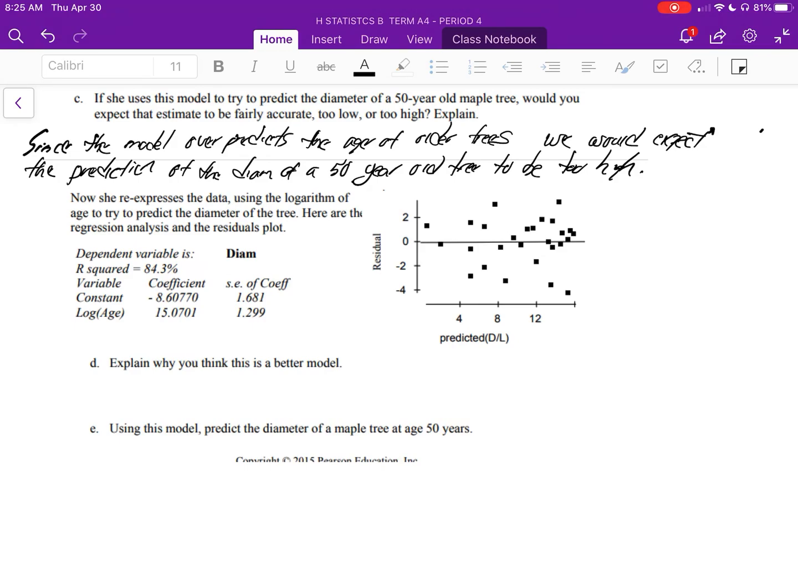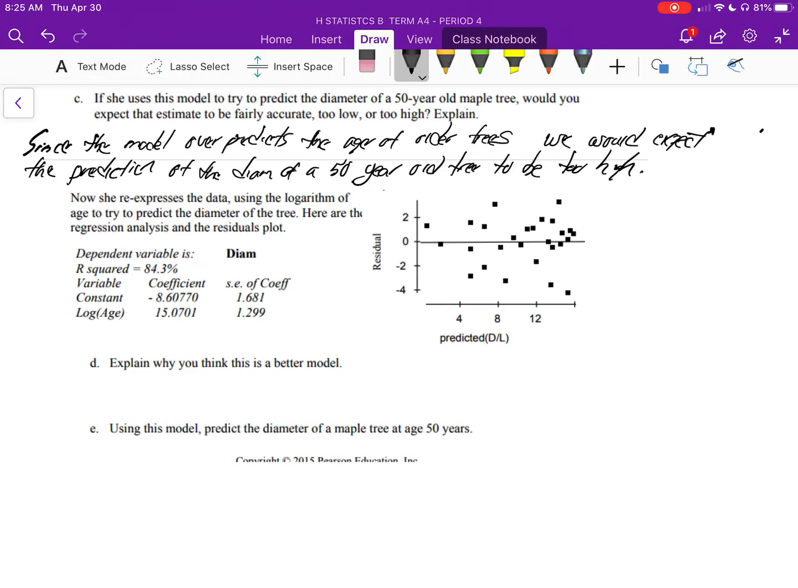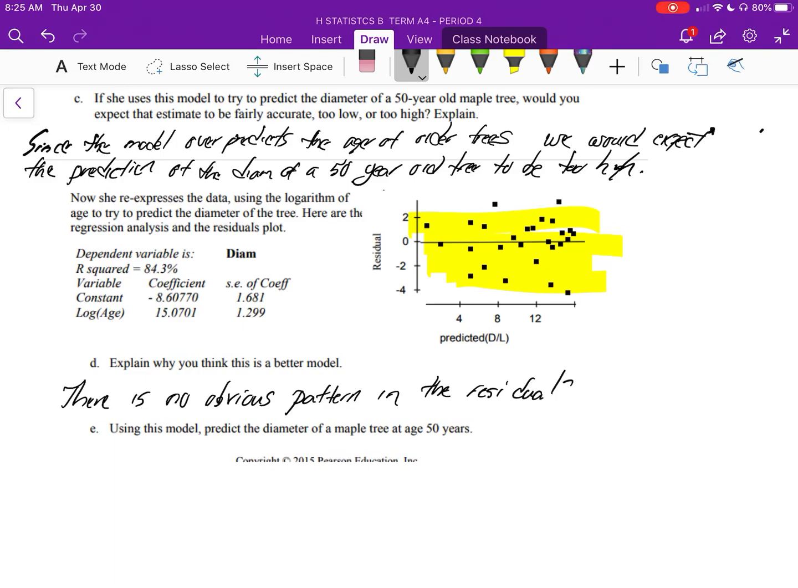And do you think this is a better model? So you can see right away, if you look at this, there seems to be a lot less pattern in the residuals. So if we look at that part here, we could say, why is it a better model? There is no obvious pattern in the residuals. And now we could use this to predict.